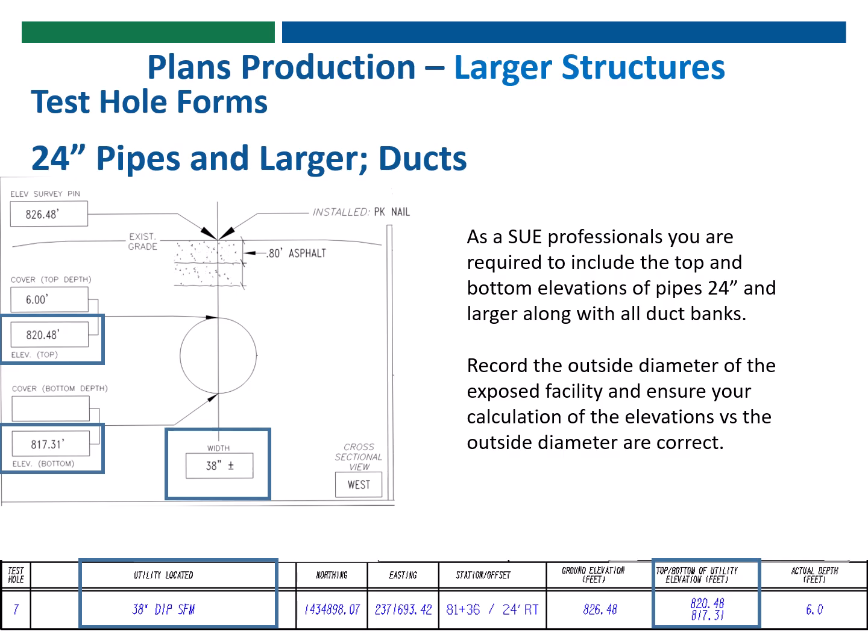In the cross-section view, you can see a 38-inch pipe is shown along with the top elevation and bottom elevation both being listed. In the table below, you can see that the top and bottom elevations are also included in the table.